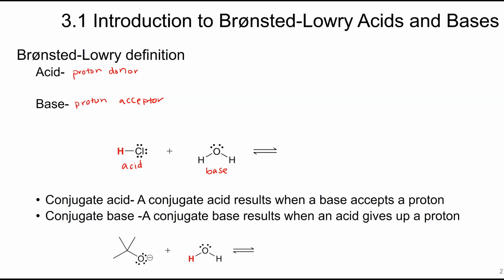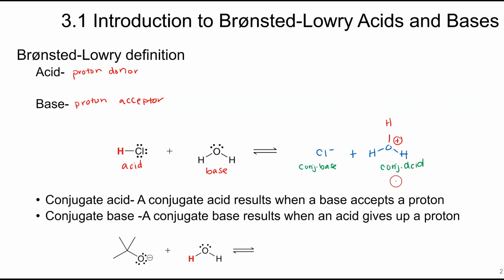So if that transaction happens, we end up with Cl- and H3O+. A conjugate acid results when a base accepts a proton, and a conjugate base results when an acid gives up a proton. So if we look at it in reverse, this is the conjugate base, which resulted when the acid gave up its proton. This is the conjugate acid, which resulted when the base accepted a proton.